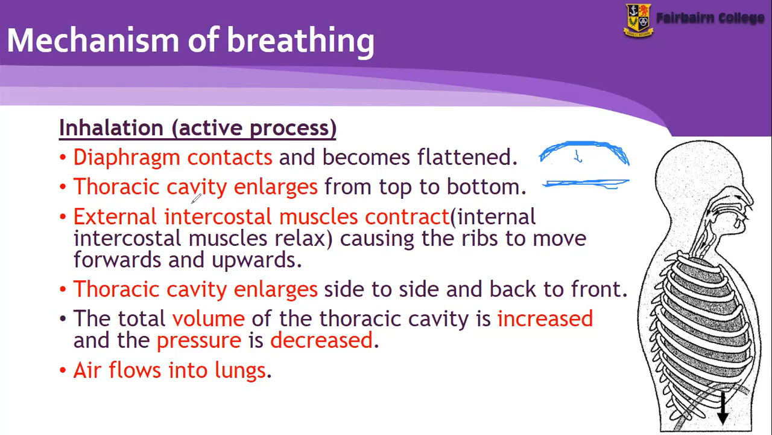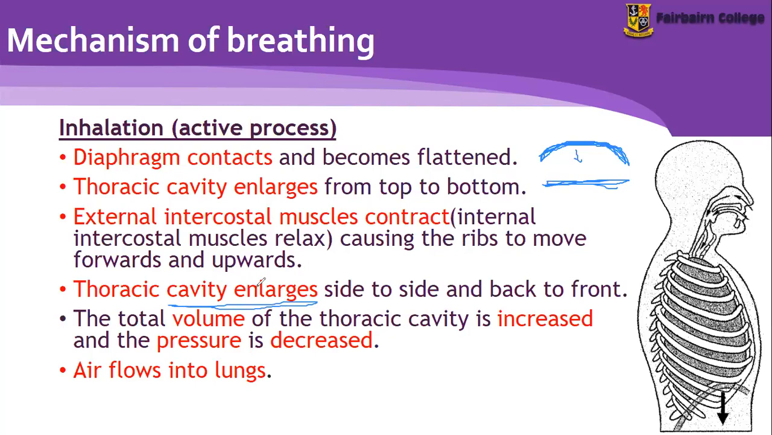Then the second thing that happens is the external intercostal muscles contract. The internal intercostal muscles relax, but the main important part is knowing that the external intercostal muscles contract. These are the muscles that sit on the outside of the ribs, and when they contract, they pull the ribs up. So this causes the ribs to move forwards and upwards. If you take a deep breath in right now and put your hand on your chest, you would feel that your ribs move slightly forward and upwards. And this again enlarges the thoracic cavity.